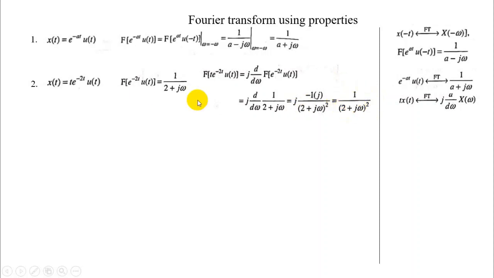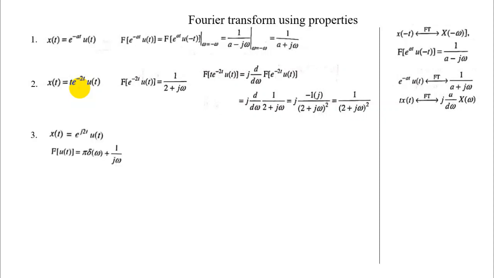So this is the final answer, the final Fourier transform of that function. So basically in this lecture, in these videos, I am trying to help you understand how to transform any signal by the Fourier transform, how you convert from time domain to frequency domain by using the properties of Fourier transform.